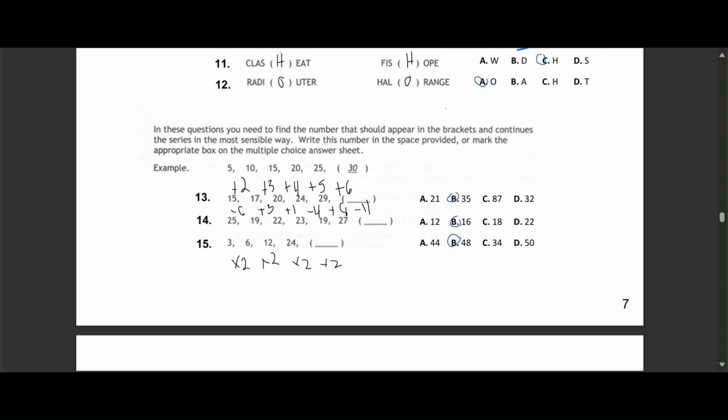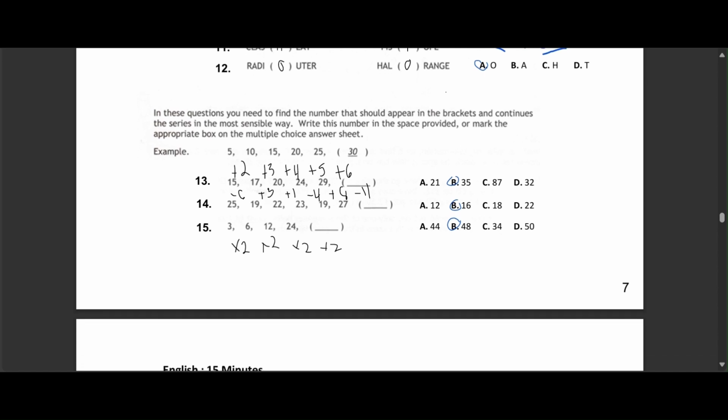Question 11. CLAS blank EAT and FIS blank OPE. Our options are A, W, B, D, C, H, D, S. The answer is C. If we fill in the blanks with H, we get clash and heat for the first pair and fish and hope for the second. The other options, A, B, and D, don't give us real word pairs, so C is our answer.